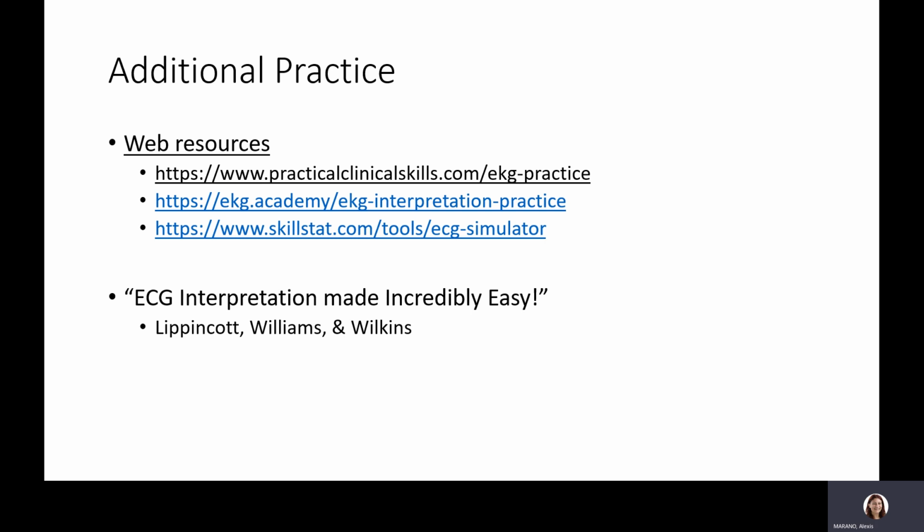The third one, SkillStat, is a rotating ECG simulator. So you have to be a little bit more focused on identifying and not as much on measuring, but those tools are there for you. And then we also have ECG Interpretation Made Incredibly Easy from Lippincott, Williams, and Wilkins. That's a really great tool. It's more of a longer term tool. It's not something that you could read overnight, but there are some additional things for you.